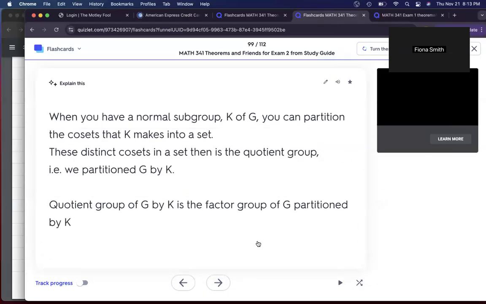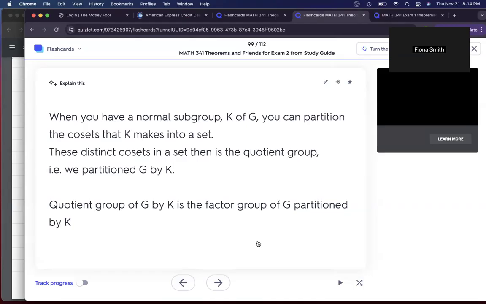When you have a normal subgroup K of G, you can partition the cosets that K makes into a set. So this quotient group is a set of sets. It's a set of the sets that the cosets can be put into.